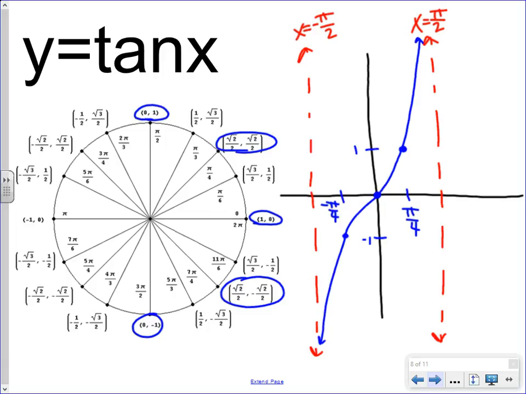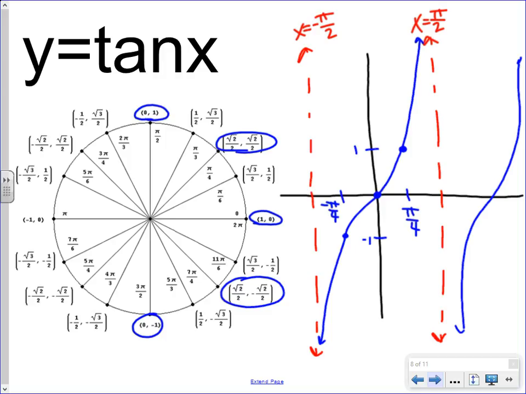This is our tangent graph. You've seen it before? Okay? And what happens is this is going to keep repeating. So this is the one period that we are going to focus on, but then it is going to repeat every period. We're just going to have all of these curves in between asymptotes.